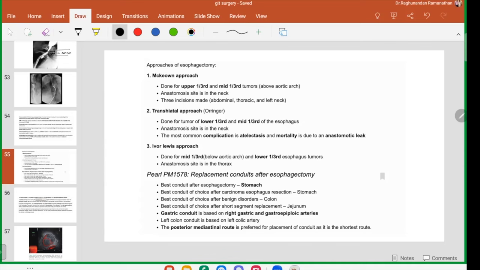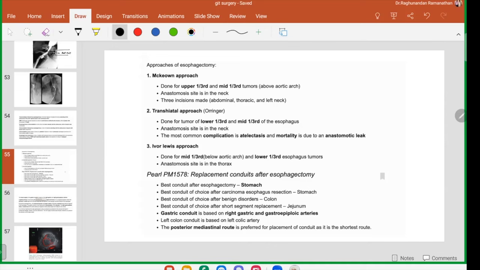So in McKeown's, they say when the middle one-third is above your aortic arch, then you go for McKeown's approach. When the middle one-third is below your aortic arch, then you go for the Ivor Lewis approach. McKeown's is the best approach because three incisions are made and you do the anastomosis at the neck. Transhiatal has complications of atelectasis and mortality due to anastomotic leak. That's why we don't prefer it.